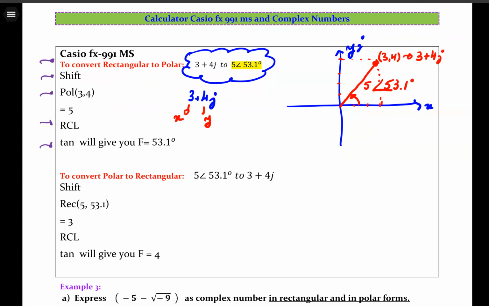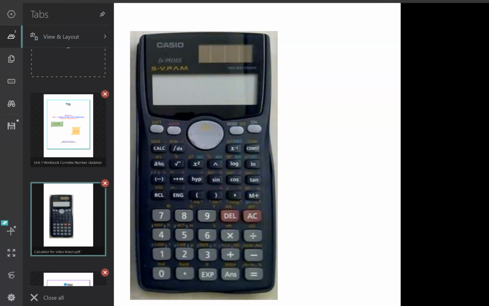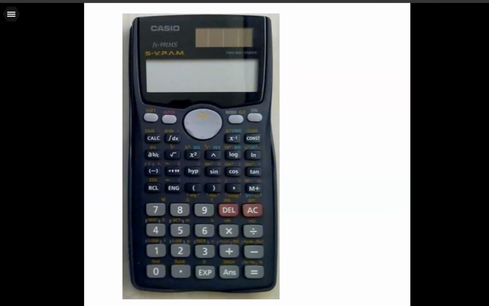Okay, so let me show everyone the calculator. So right here is our calculator, the FX991MS. It's probably a slightly different version than this one, but all the function keys should be the same. So what we need to do is concentrate on the shift key. When you press on that, you are going to pull out either rectangular or polar, on top of these two keys.